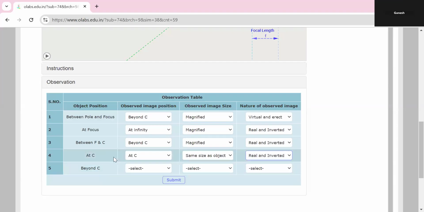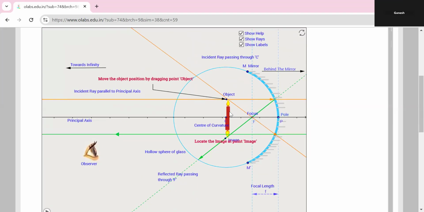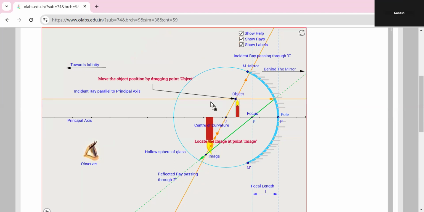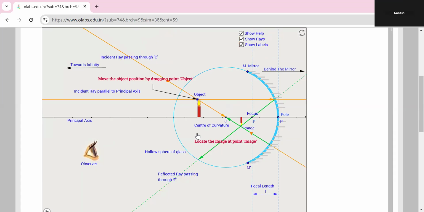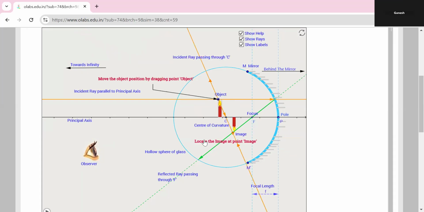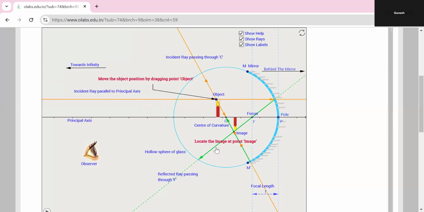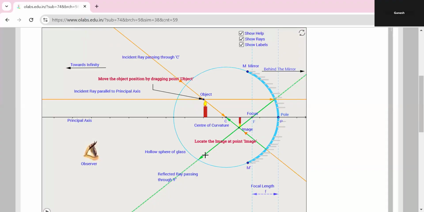So the last one is beyond C. When we place the object beyond the C position, where does the image occur? Between C and F. So between the C and F points, we get the image. When we keep the object beyond C, the image will be formed between C and F.